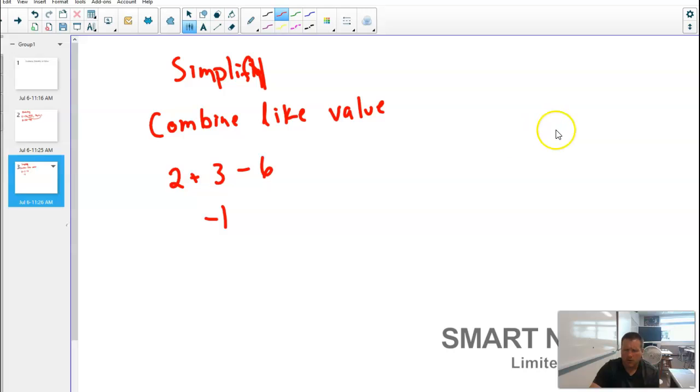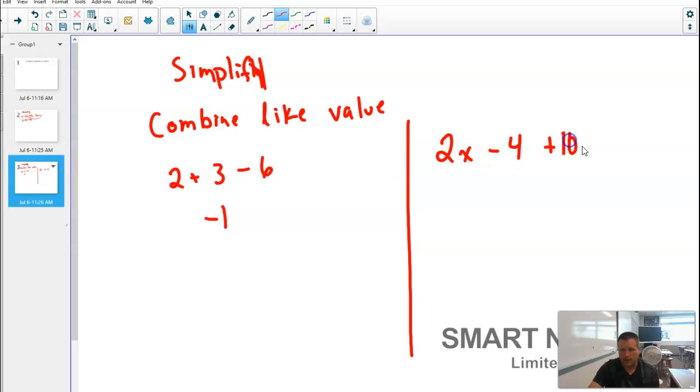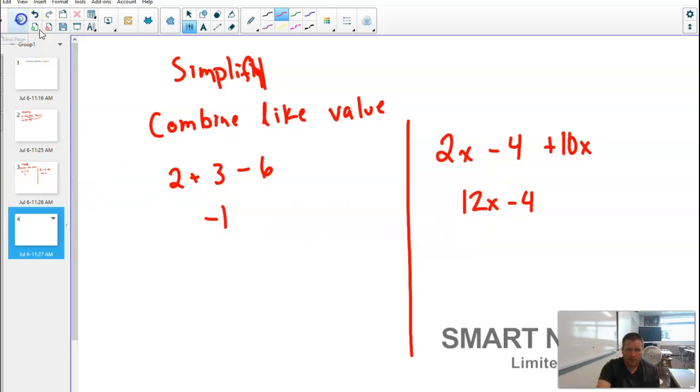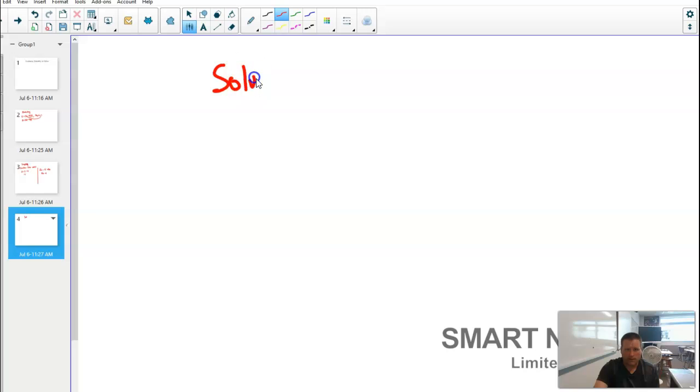That would be simplifying. Or I can simplify things that have variables in them. So if I had 2x minus 4 plus 10x, then when I go to simplify this, I can combine the things with my x's together. So I'd have 12x minus 4. I try to combine anything that's like, and that's as far as I could simplify this expression. Okay? So that's simplifying. And then the third thing is when I go to solve.